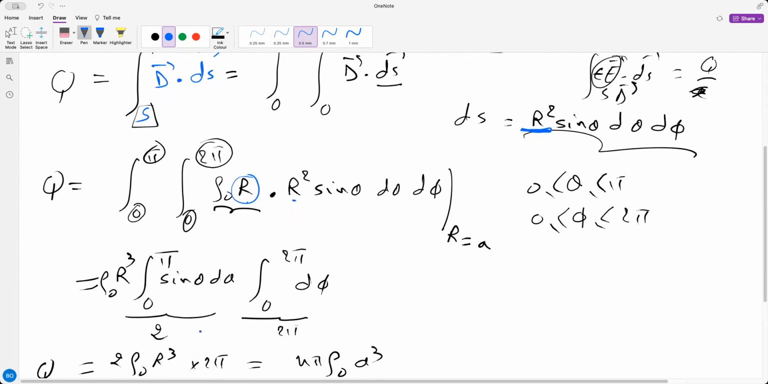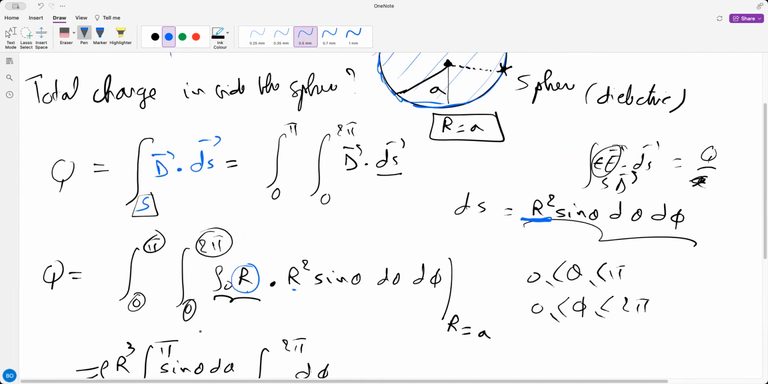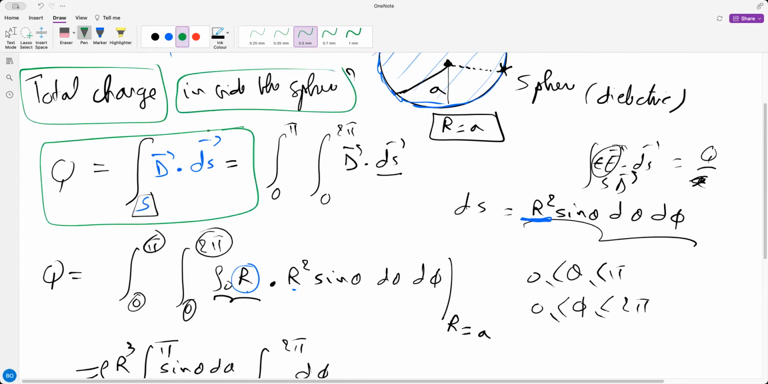Okay. So now just notice the difference that here I am talking about the total charge inside the sphere, and I use the flux, the Gauss law, right?